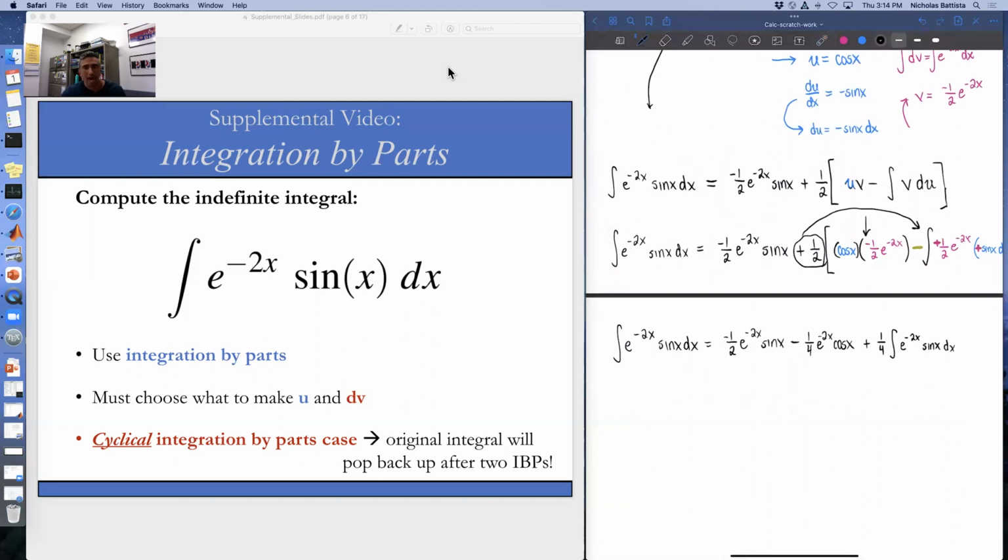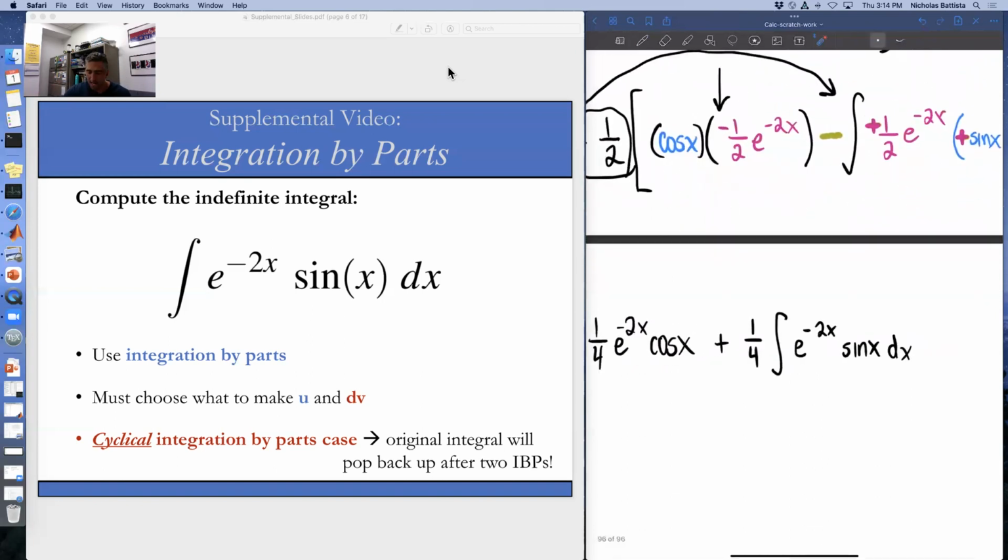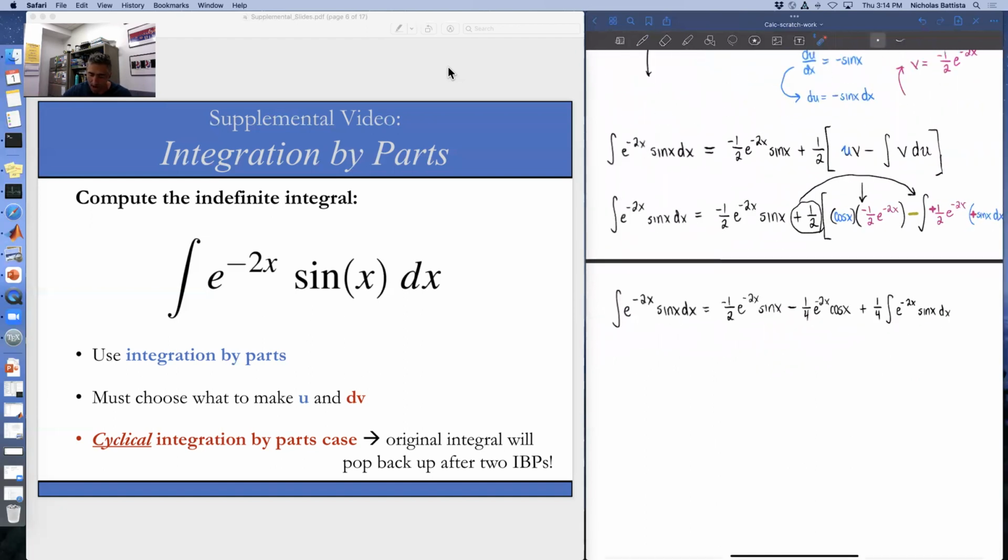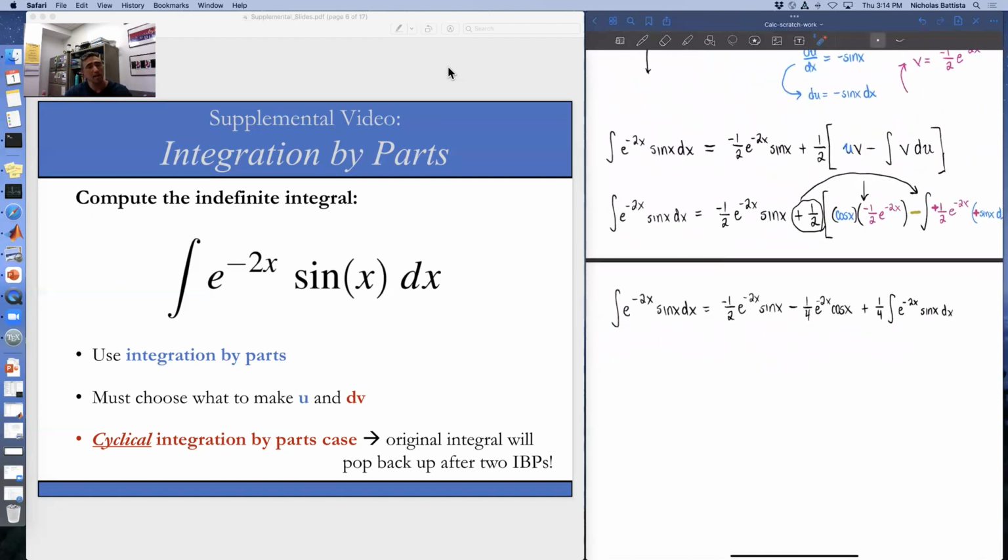And if we look at what we have, well, we have the original integral is equal to this big string of things on the right-hand side that we kept getting from doing integration by parts a couple times. Now, look at this original integral. It's an integral of e to the minus 2x times sine of x. If we look closely at that last integral on the right-hand side, without that factor of 1/4, that's exactly the same integral. So this is what I mean by this is a problem where we did integration by parts twice, and the original integral popped up again.